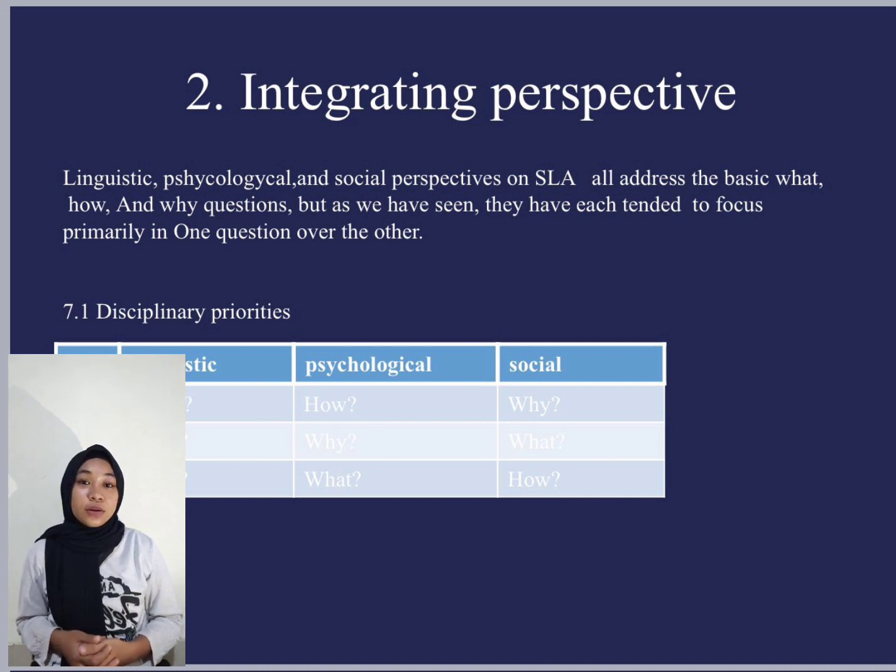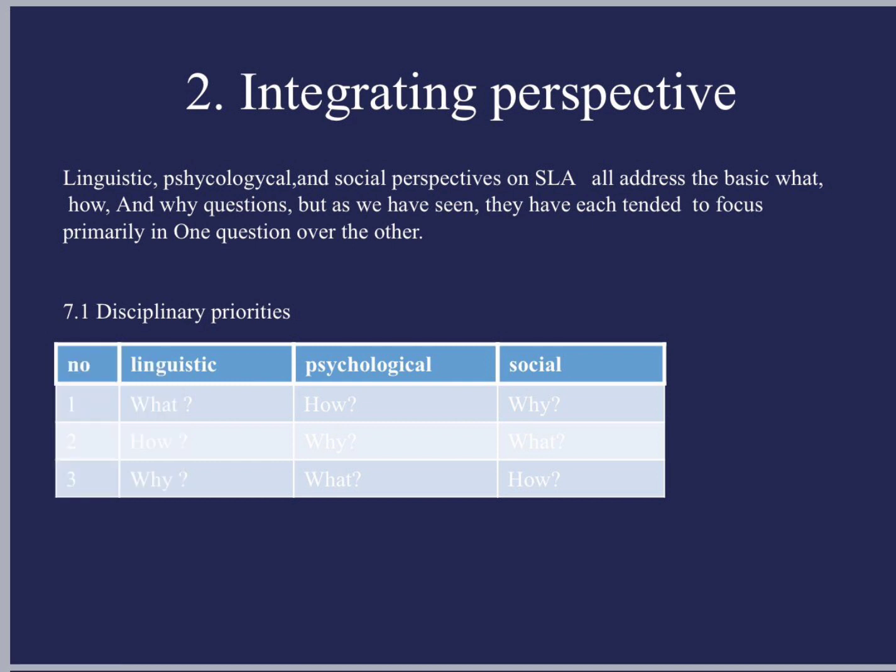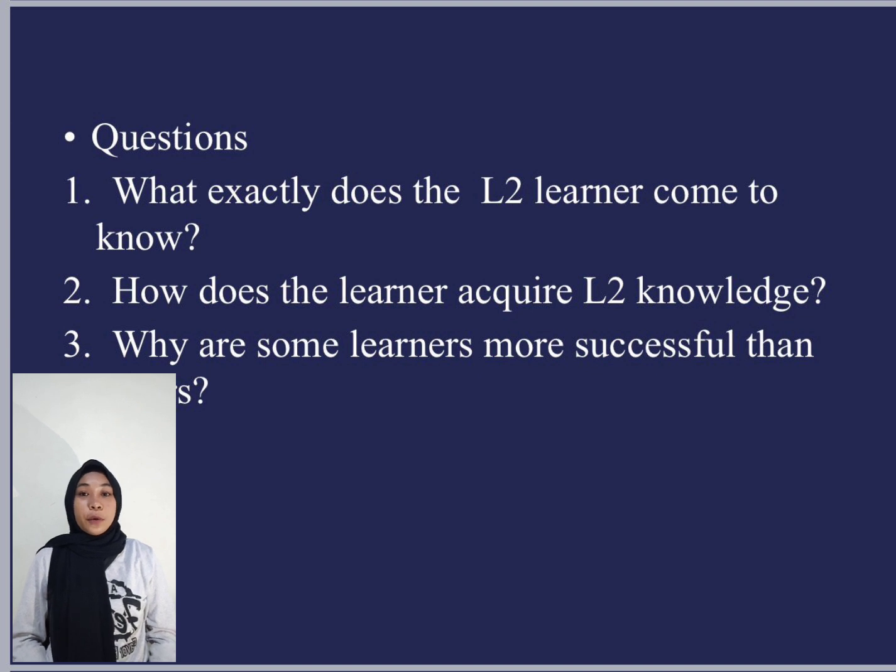There is an inventor named Savaltrick who tries to combine several discoveries from the three perspectives, using linguistic contribution to answer what, psychology to answer how, social to answer why. These are the questions from the three perspectives. Number 1, what exactly does a language 2 learner come to know? Number 2, how does the learner acquire language 2 knowledge? Number 3, why are some learners more successful than others?